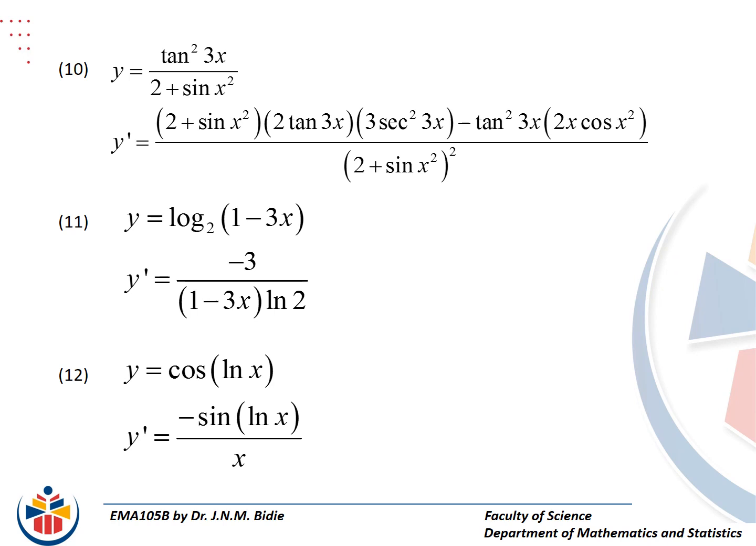And then we come here. The derivative of sine x squared. The derivative of sine is cos, so I'll have cos x squared. But then I don't have x here, it's x squared. So the derivative of x squared is what? It is 2x. So I must write 2x cos x squared. All of this is divided by the denominator squared.